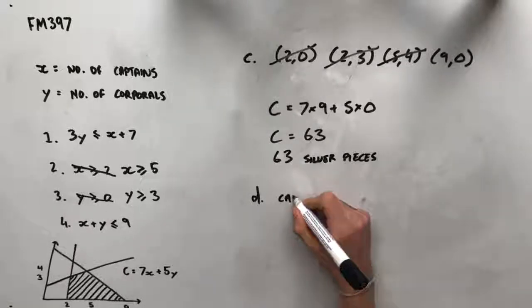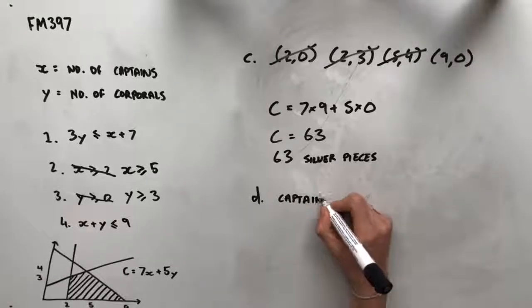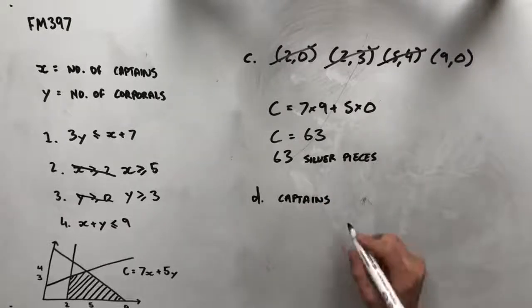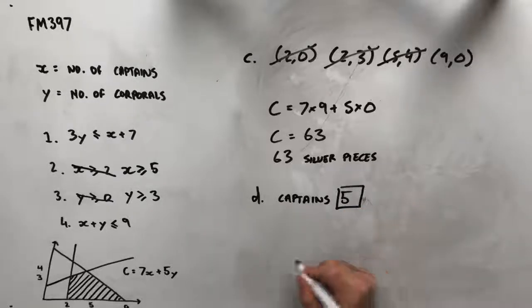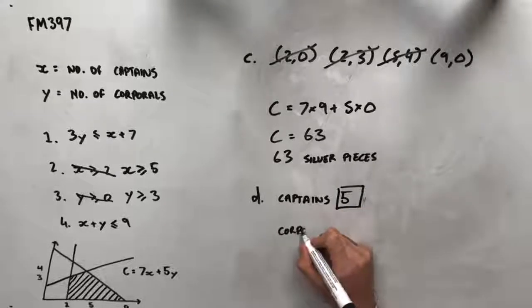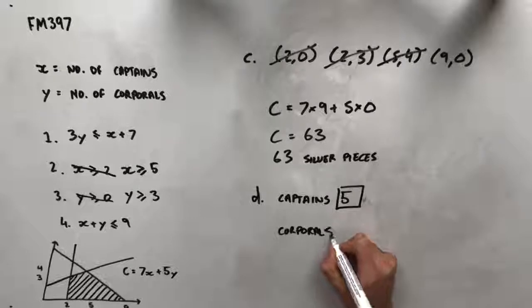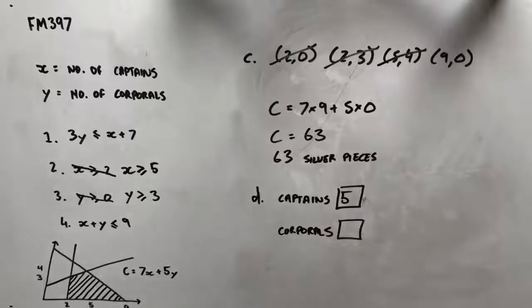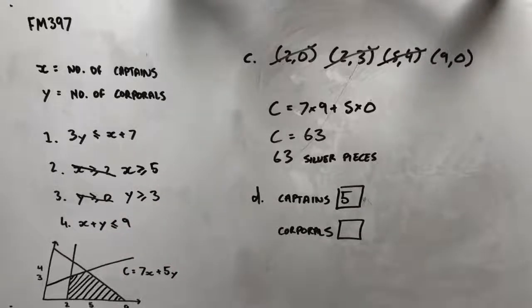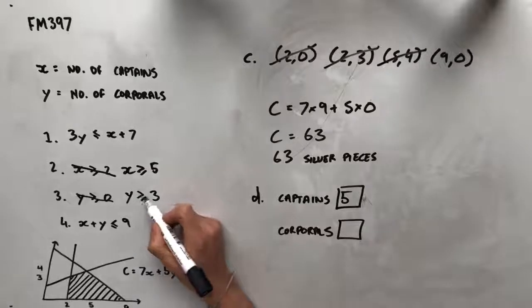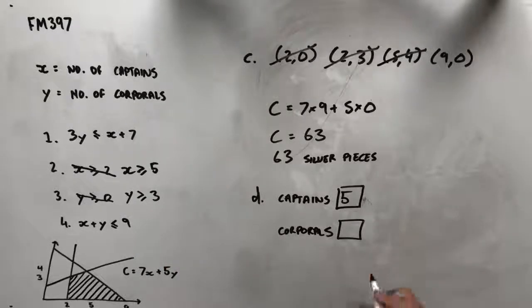So if we kept the number of captains to a minimum, we would have 5 there. In your books, of course, these are side by side, but I'm just drawing them down here to keep the space a little bit more neat. But the corporals here, now they've changed. Instead of having a minimum of 0 corporals, the number of corporals must be greater than or equal to 3. So keeping the corporals to a minimum, we'd have 3 corporals. And there are your 2 marks there.